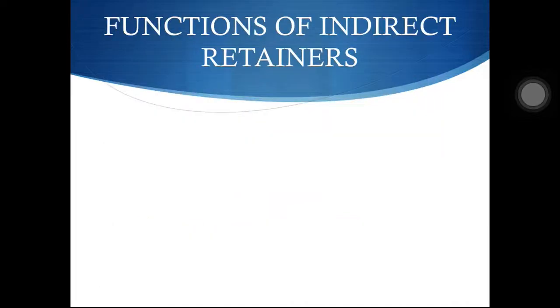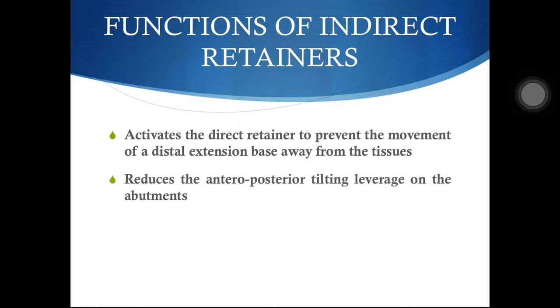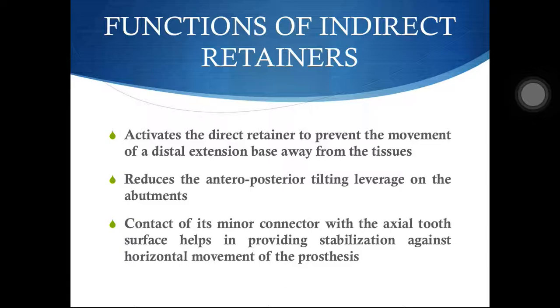Now this is the main function of the indirect retainer, but together with this function there are some auxiliary functions of indirect retainers. It also activates the direct retainer to prevent the movement of the distal extension base away from the tissues. This is the basic function of indirect retention. Otherwise, it also reduces the anterior-posterior tilting leverage on the abutments as well. And also, contact of its minor connector with the axial tooth surface helps in providing stabilization against horizontal movement of the prosthesis.